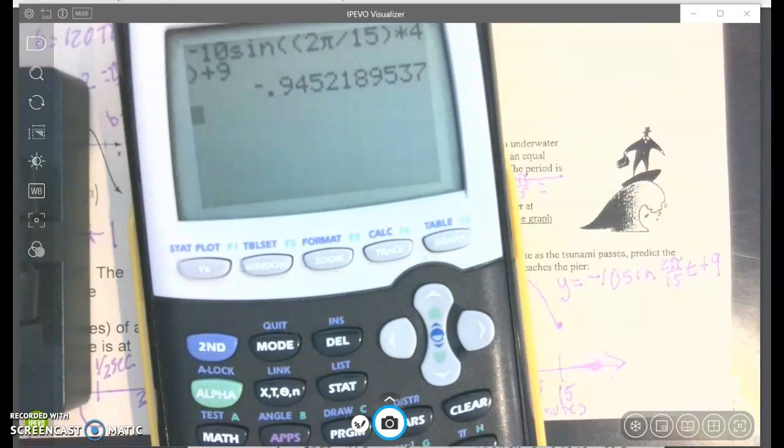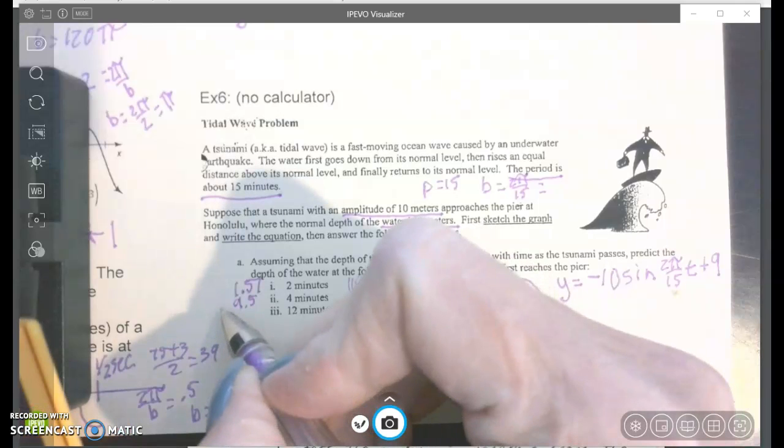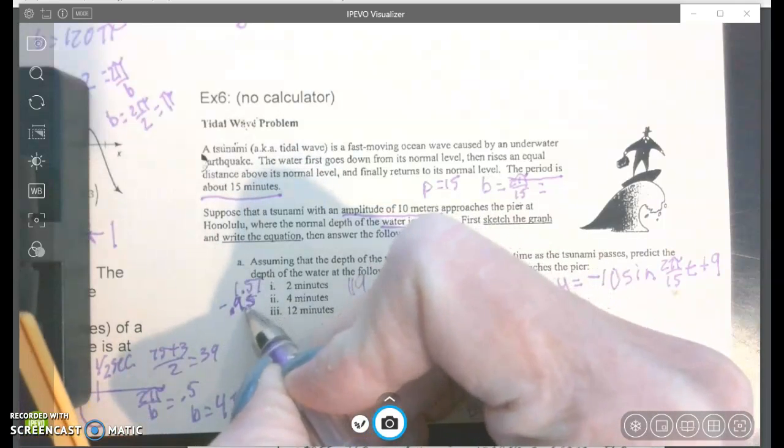All right, so I'm just going to use that formula again. I go -10 sine, and then I have 2 pi divided by 15 times 4, and then add 9 to that, and I get -0.95. So that's what this value is, -0.95.